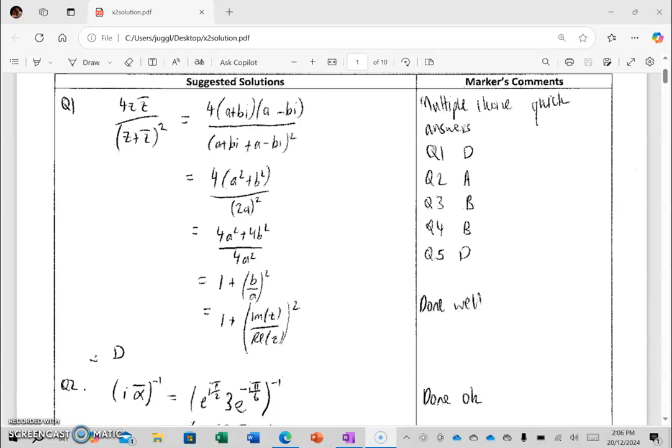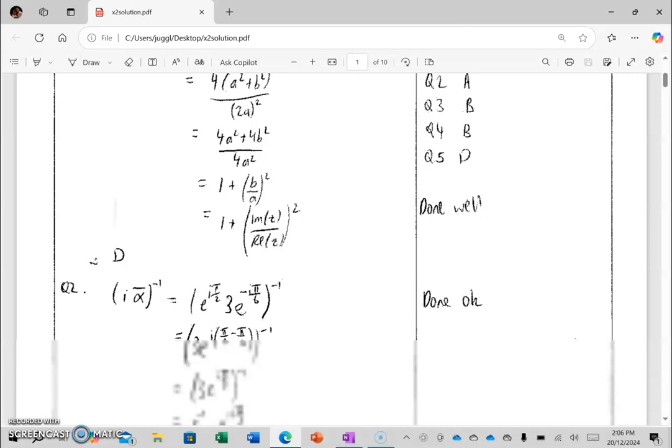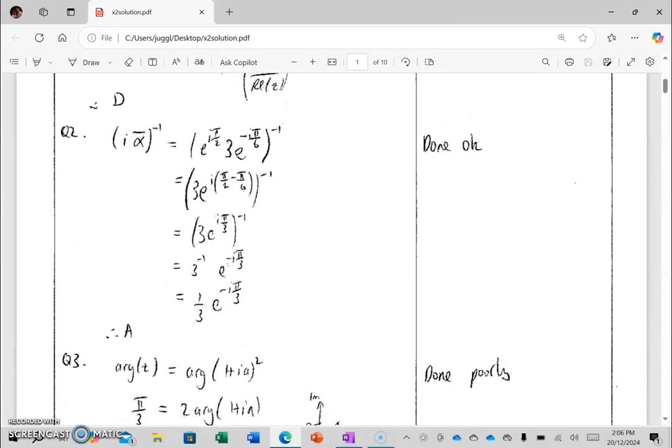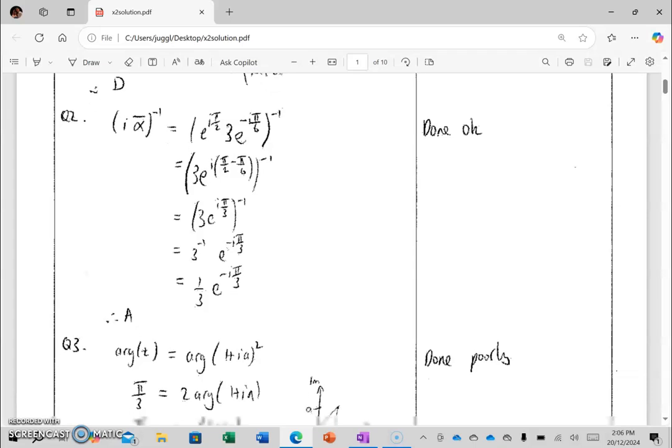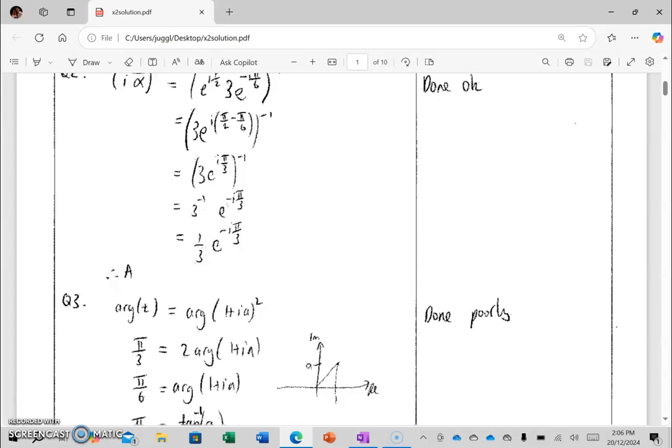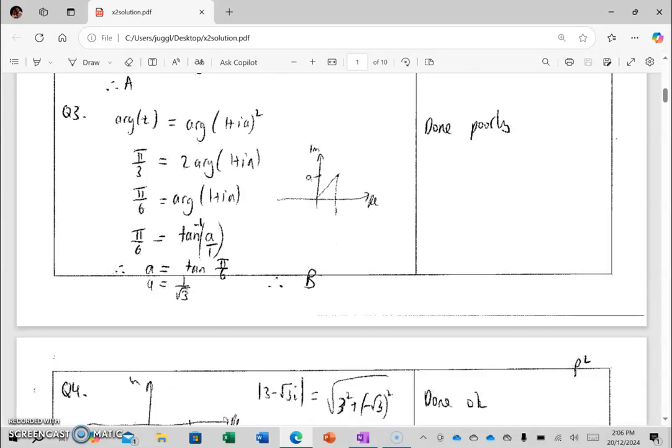Okay, question one. You had to use the definition of z z-bar being the modulus squared, and z plus z-bar being twice the real part. Substitute in, rearrange, and you get an answer D. Question two. The best way of doing this is to rewrite i as e to the i pi on 2, and then use index laws, and then use de Moivre's theorem, and you got an answer of A. That was not okay.